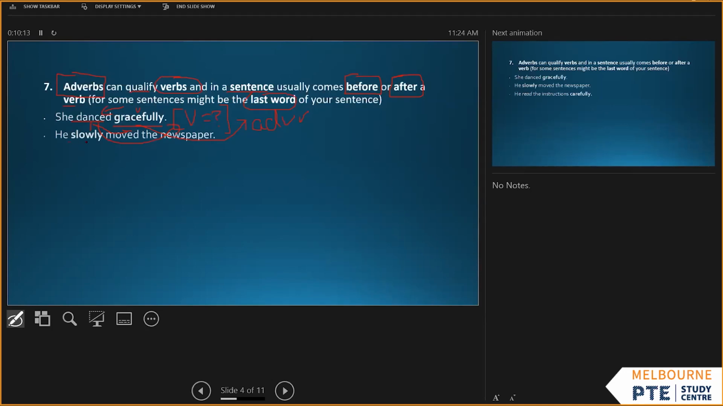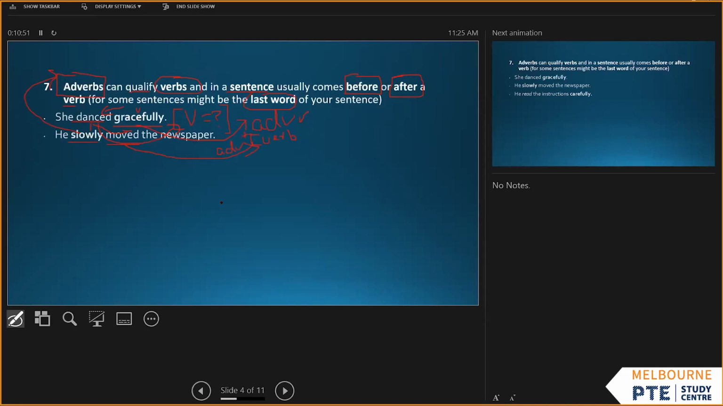Now the next one. He slowly moved the newspaper. What's the verb now? Move. Verb is moved now. So what will be the adverb? Of course, slowly. So slowly would be my adverb. And now if you notice, the adverb is not coming after, rather it is coming actually before your respective verb.